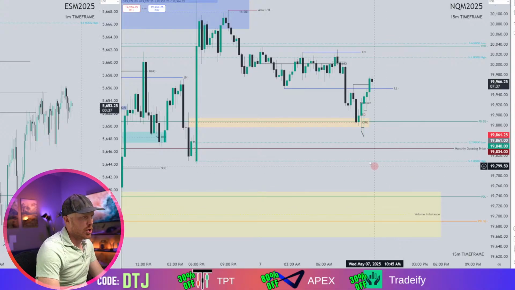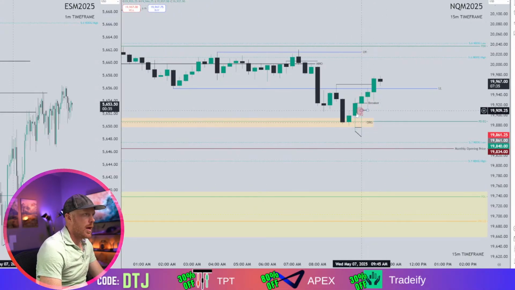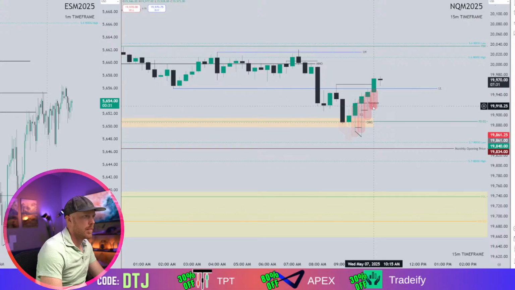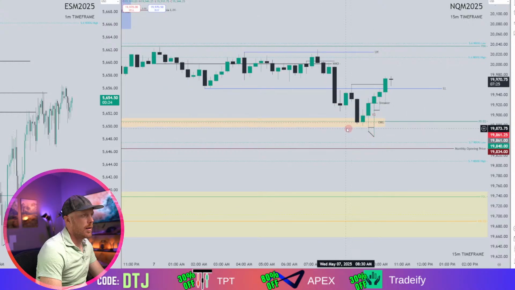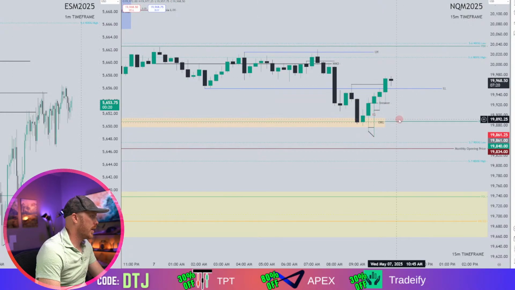So, I mean, look at the overlapping candles here. Every single wick overlaps the previous candle. Okay? So, I'm not a fan. I'm not a fan of what the market's doing right now.